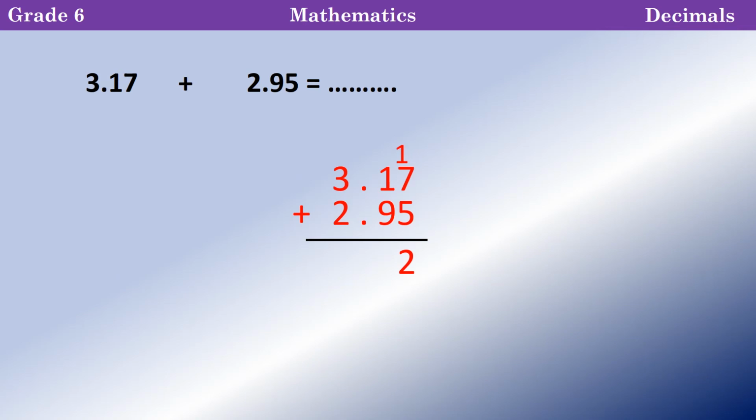And when the first decimal place numbers are added, 1 plus 1 is 2, 2 plus 9 is 11. We put 1 and 1 is remaining. That remaining 1 goes to the ones place. Then when the ones place numbers are added, 1 plus 3 is 4, 4 plus 2 is 6. Then the decimal point is kept at the same place. Therefore, the answer is 6.12.